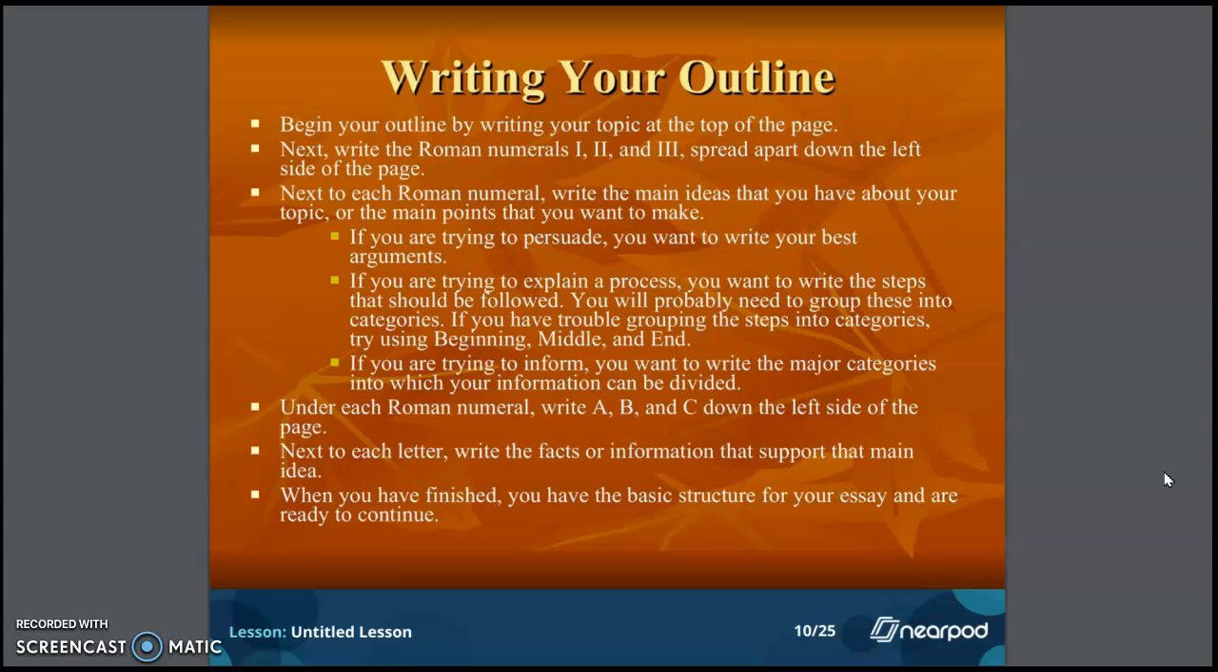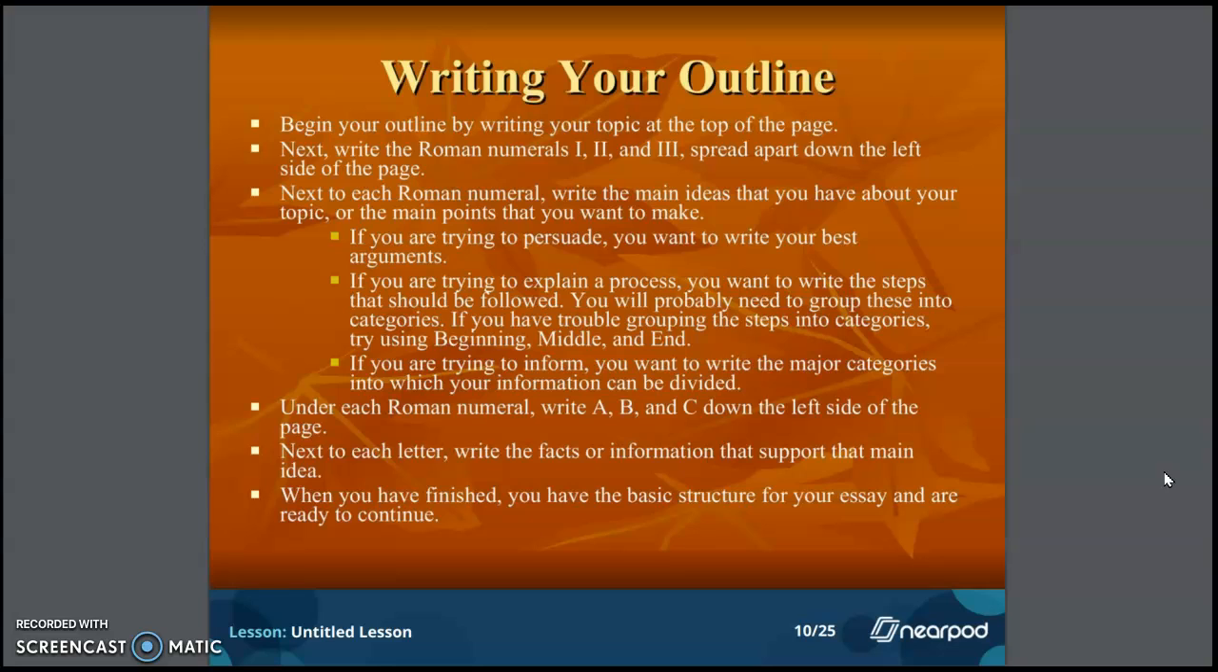So writing your outline. Begin your outline by writing your topic at the top of the page. Next, write the Roman numerals spread apart down the left side of the page. Next to each Roman numeral, you'll write the main ideas that you have about your topic, or the main points that you want to make. So if you're trying to persuade, you want to write your best arguments. If you're trying to explain a process, you want to write the steps that should be followed.